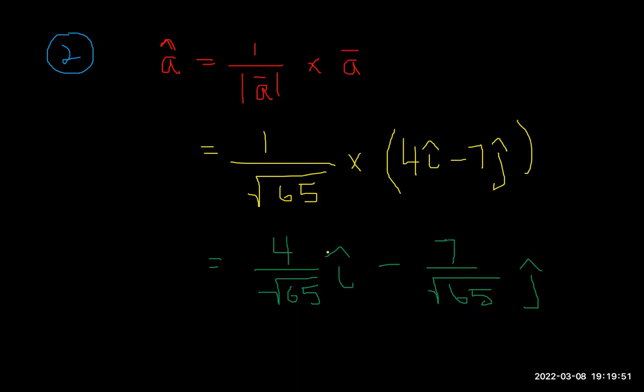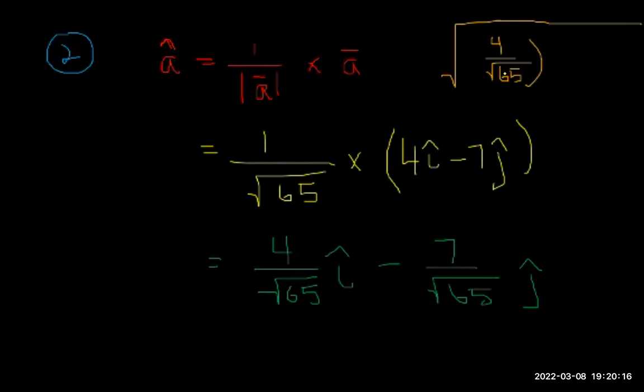So let me just show you here. Let's say I was in the exam, I got this answer, but I want to double check it. According to the basic definition of a unit vector, this magnitude is supposed to sum to 1. So if I'm finding the magnitude of this vector, it's the square root of (4 on root 65) squared plus (minus 7 on root 65) squared.